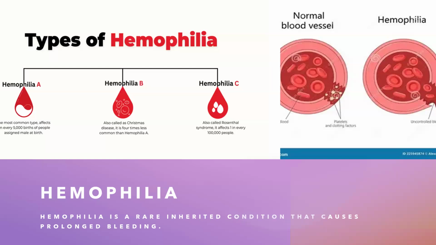Now, females can be carriers, but they don't typically have the symptoms like the males do. Hemophilia B is deficiency of factor IX, also called Christmas disease. These people lack factor IX and are born with it. They say about 5 in 100,000 males are born with hemophilia B worldwide.